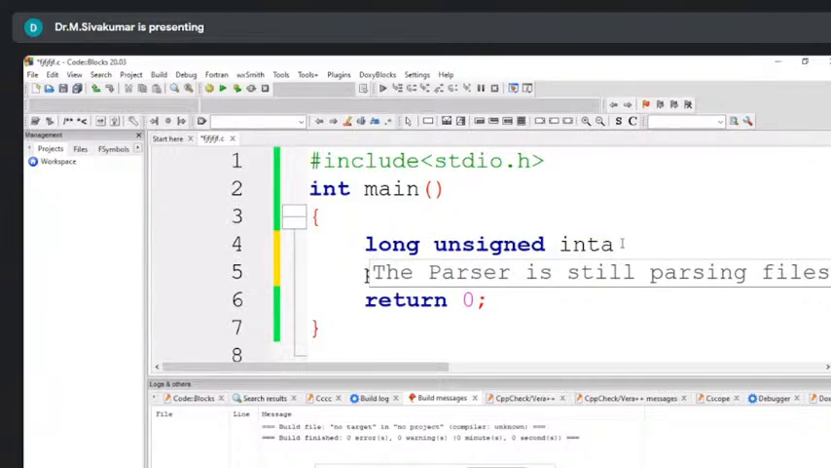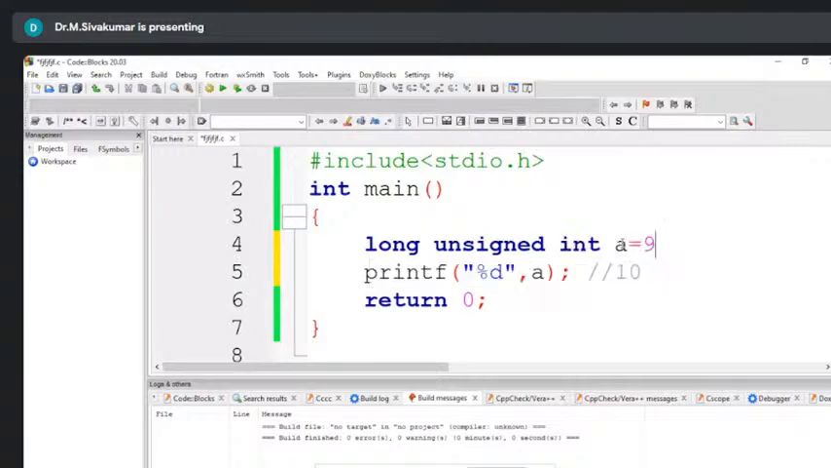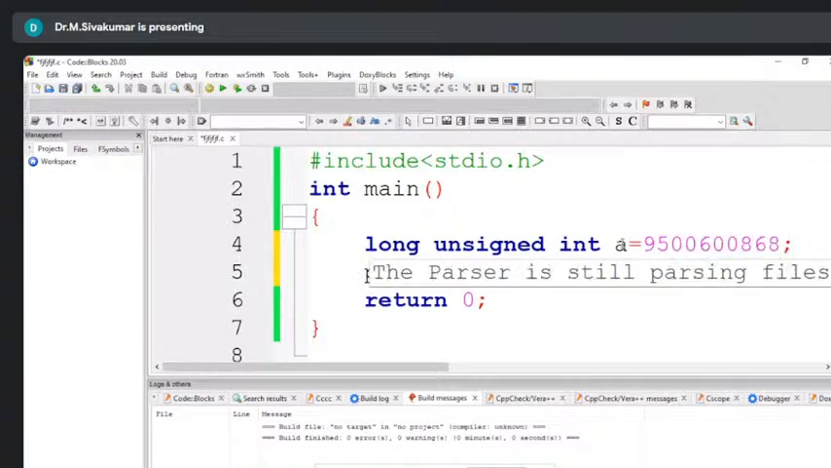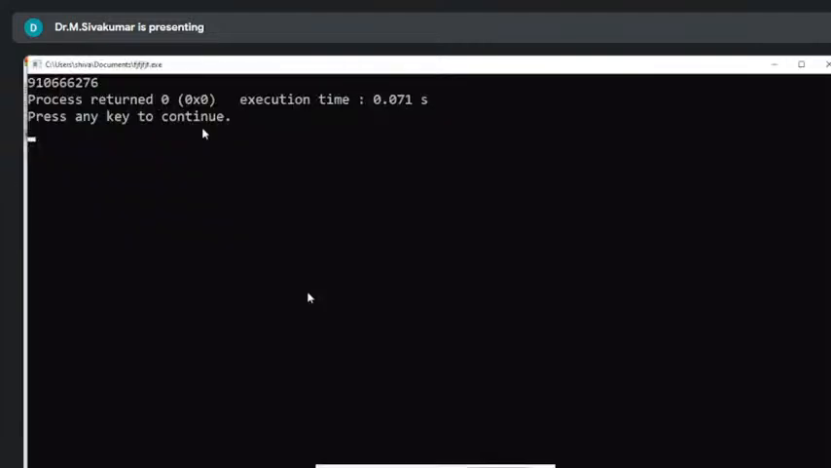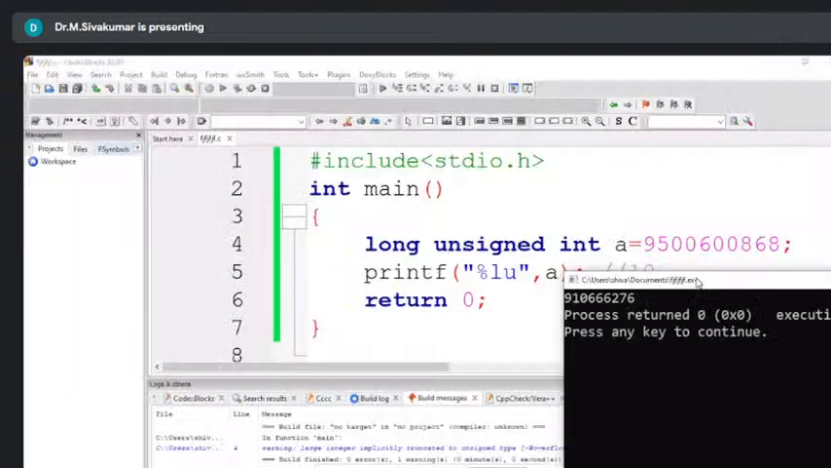a is equal to, if I am having my number 9500600868. If I am trying to print the value, I am just printing this value now. So the actual value I am getting here is 910665572, but the given input number is 9500600868. That is not the proper answer here.